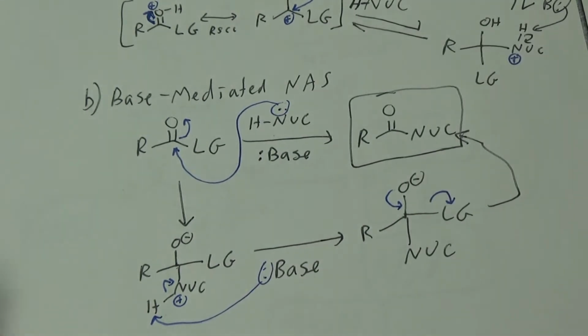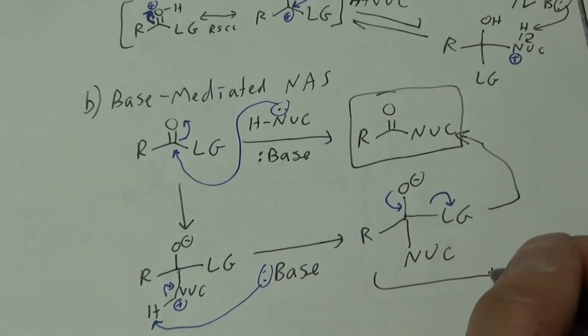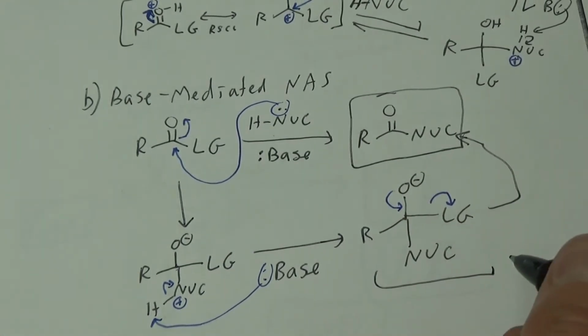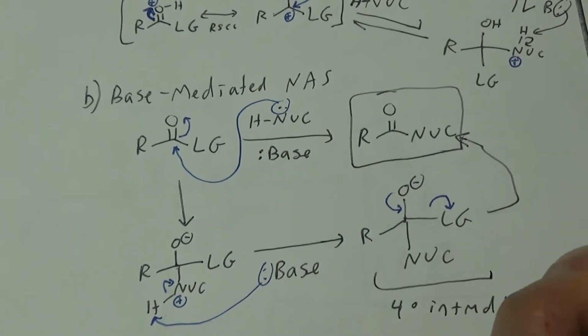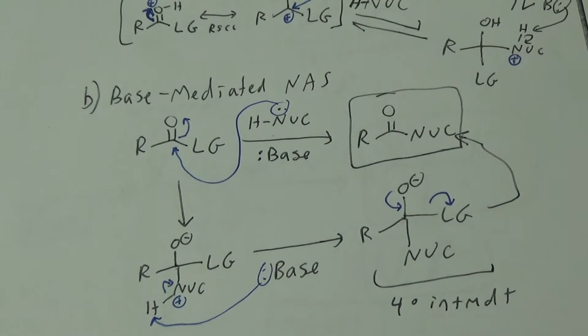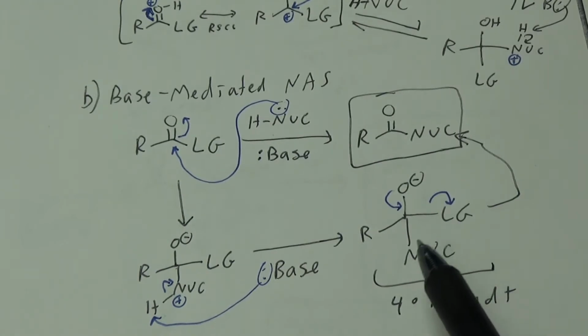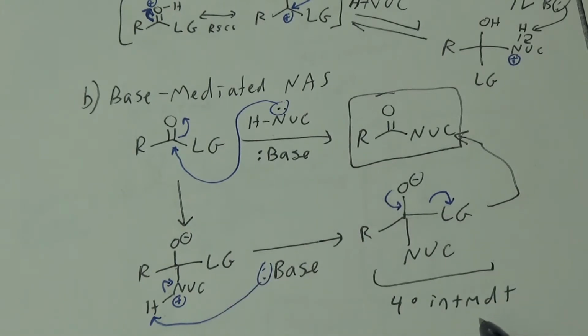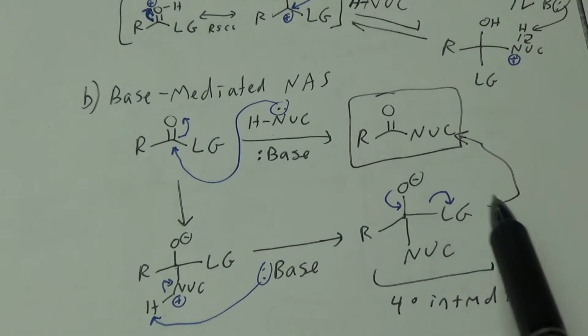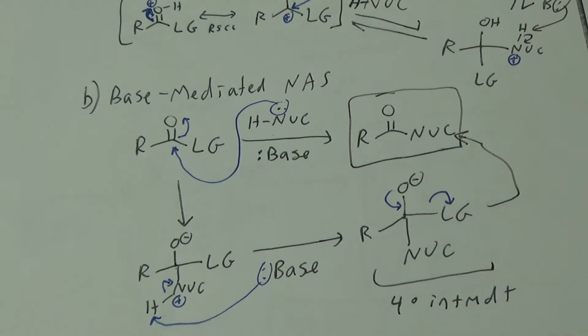Okay, and this thing is also called a tetrahedral intermediate. In the NAS reaction, you form through a couple of steps a tetrahedral intermediate, and then it collapses with loss of the leaving group to give the product.